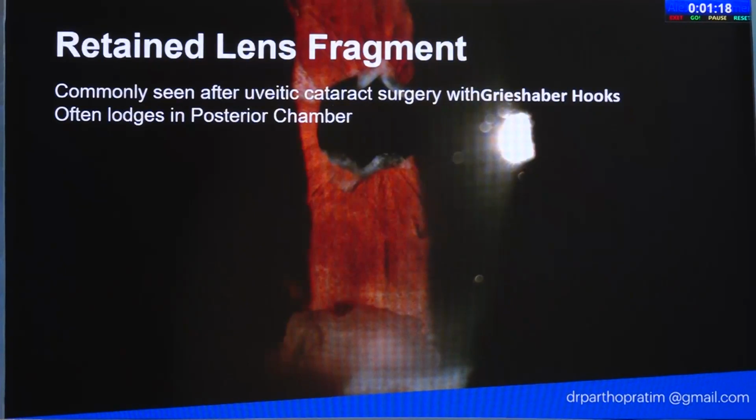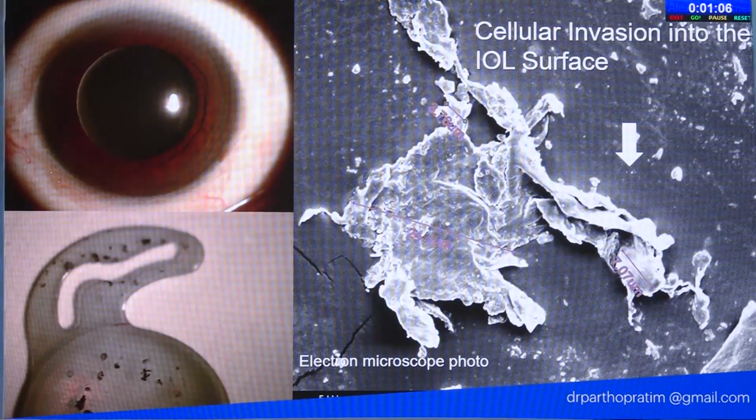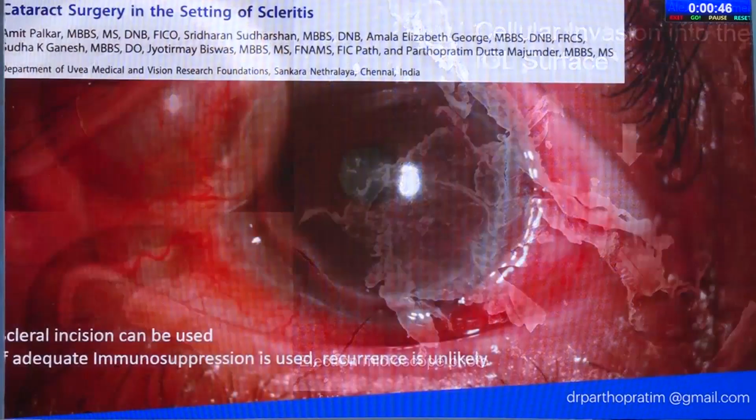So similarly, you need to understand that these materials are often lodged in the posterior chamber, and after surgery they can cause significant inflammation. There is no alternative to a hydrophobic acrylic lens, because you see here one silicone plate IOL was used, and in this electroscopic photograph the inflammatory cells are invading the lens surface and going inside it. So always be careful about choosing your lens.